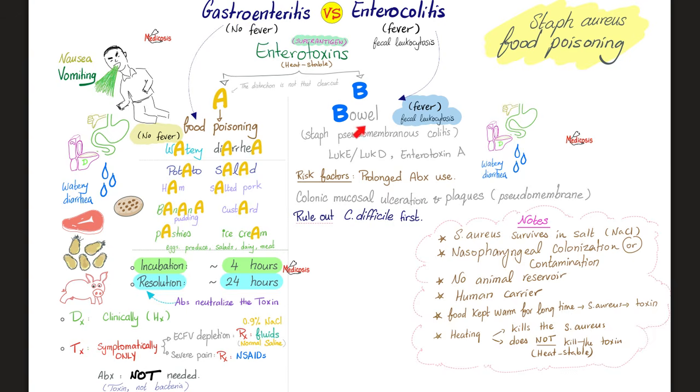Next, enterotoxin B. Think bowel. Think colitis, pseudomembranous colitis this is. Rule out C. diff colitis because this is ugly and more common. After you rule out Clostridium difficile, test for staph toxin, you will find enterotoxin B smiling at you from the patient's poop.